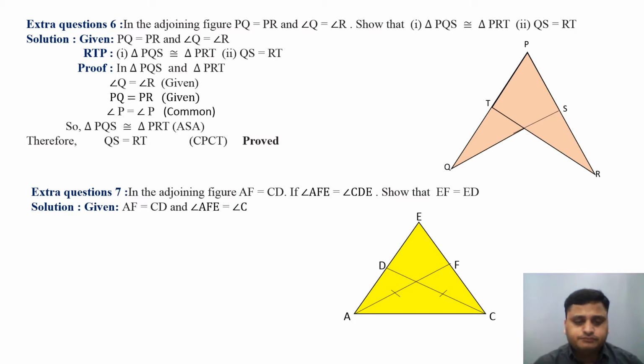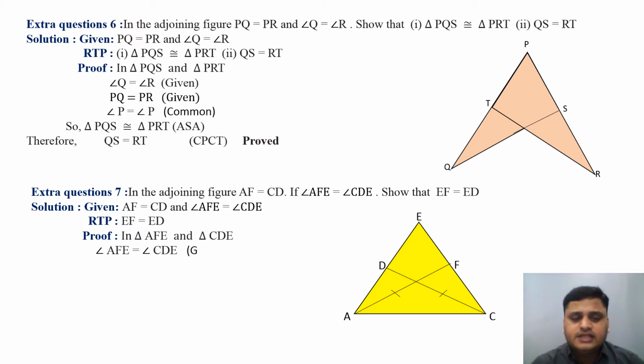Let's start. First of all, we will write given. Given is AF is equal to CD, and angle AFE is equal to angle CDE. Then we will write RTP: EF is equal to ED. So let's begin the proof. We will take those two triangles: triangle AFE and triangle CDE.